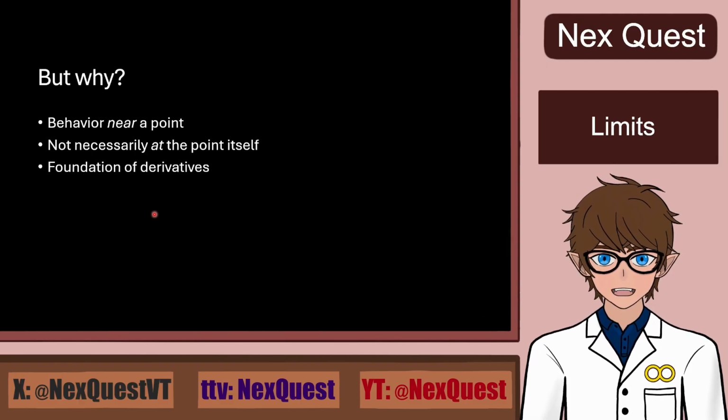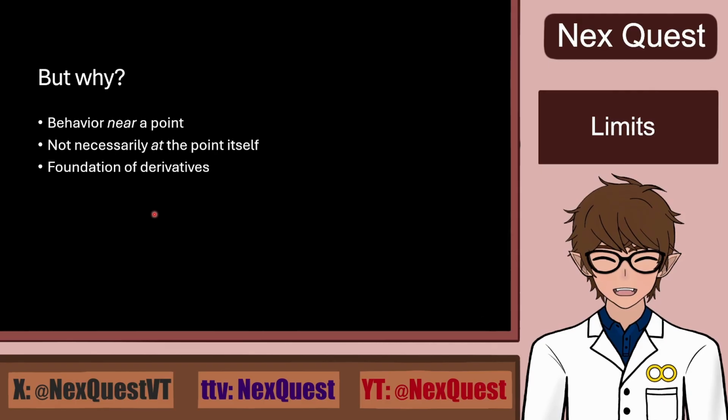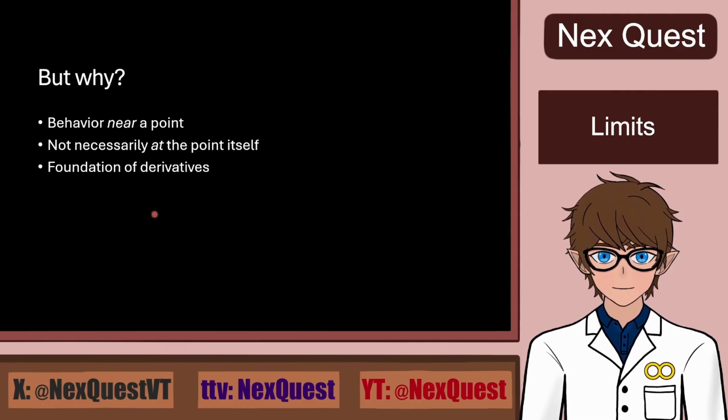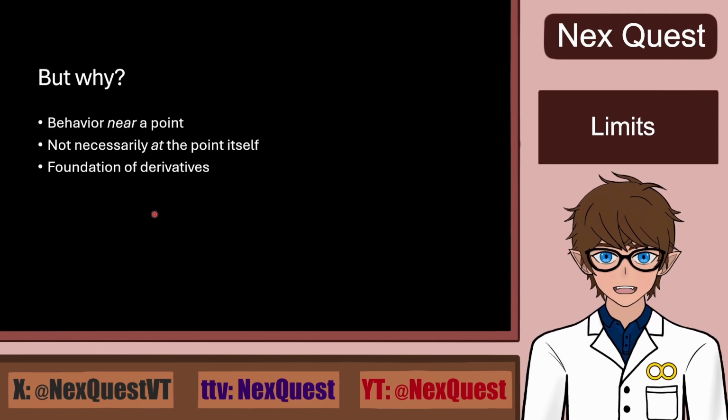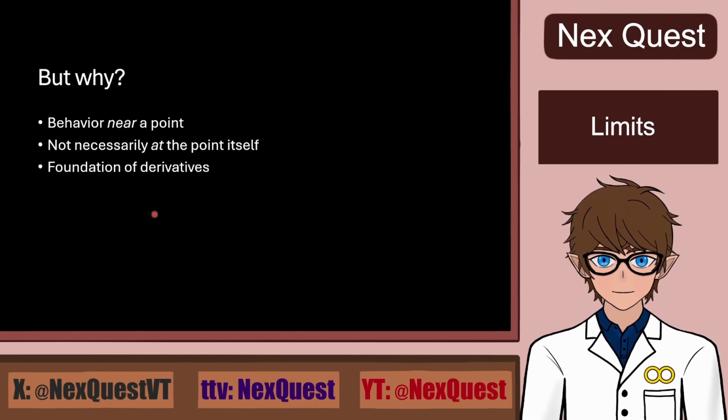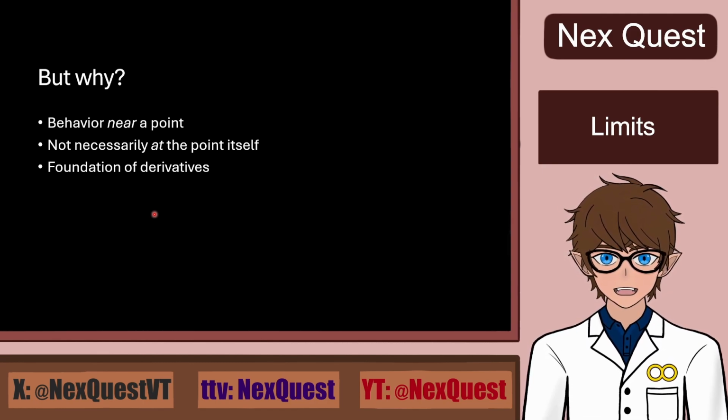Anyway, let's get started with why. Why do we need to know limits? Well, a limit tells us what value a function approaches as x gets close to a certain number. Even if the function is undefined at that point, the limit can still exist. This idea is what makes derivatives possible.